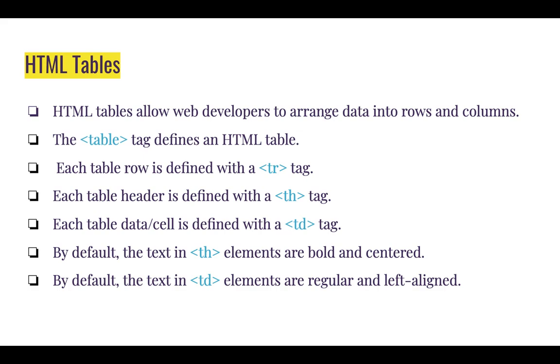HTML tables allow web developers to arrange data into rows and columns. To add a table to an HTML document, use the table tag, and then to insert rows, use the tr tag. To add columns, which are table headers, use the th tag, and each data or cell is defined using the td tag. By default, the text in the table head elements are bold and centered.